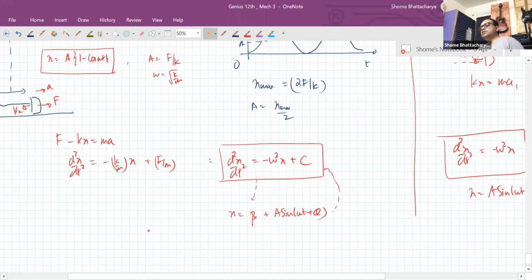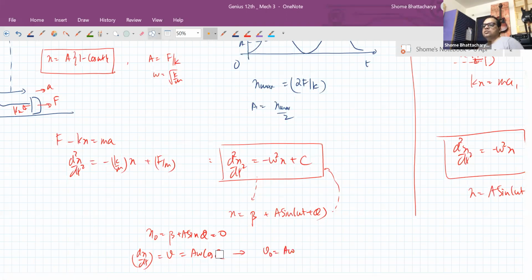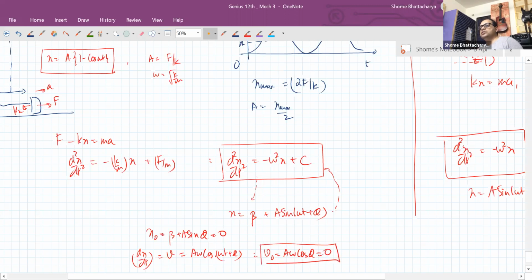Now we can see x's initial value is beta plus a sine phi, and that should be 0. And dx by dt, that is v, is equal to a omega cos phi. So v naught should be a omega cos phi, and that is also 0 because the block had started from rest.